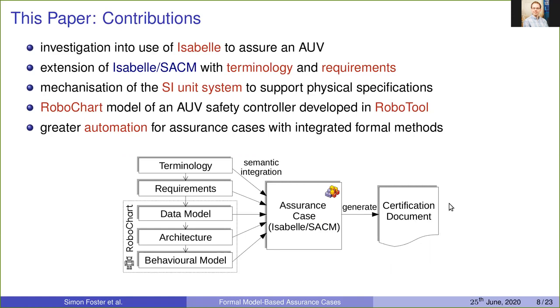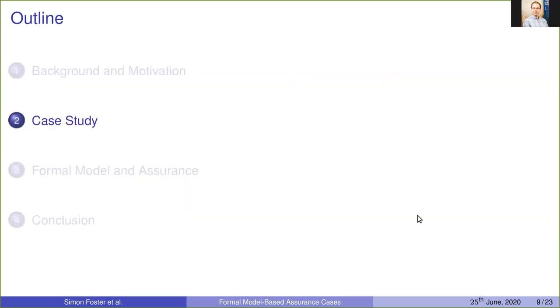The overview of our approach is here. So you have terminology, you have requirements, you have a data model, an architecture, and a behavioral model, all specified in RoboChart. And then you're going to integrate these into an assurance case in Isabelle SACM, together with an argument or a series of arguments showing how each of your requirements is satisfied. You can then use the Isabelle document preparation engine to generate a certification document, which will allow you to show to a regulator how you've satisfied your objectives. So let's look at this in more detail.